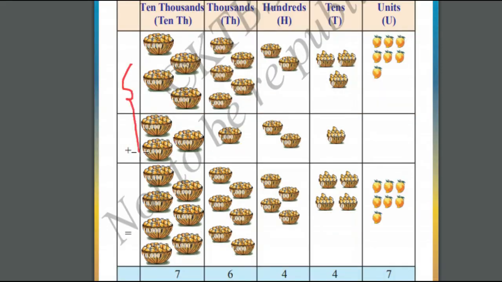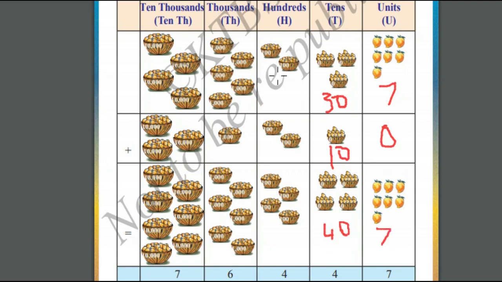Now let us add these two numbers. In the units place, we have 7 mangoes in the first number plus 0 mangoes in the second number. So 7 plus 0 is equal to 7. Now let us see the tens place. In the first number, we have 30 mangoes. In the second number, we have 10 mangoes, so totally 40. In the tens place, we have 4 baskets of mangoes, which we can represent as 40.